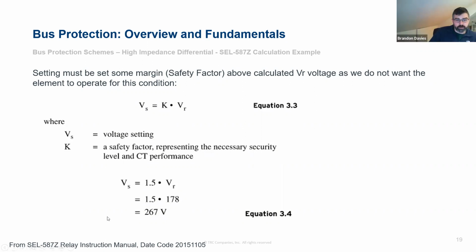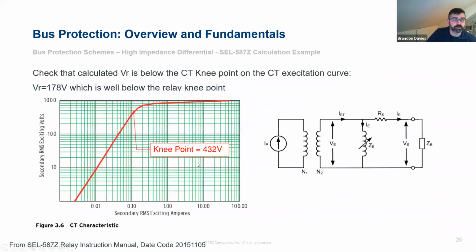So now we've got our setting here of 267 volts, and we can move on to validating that setting. So I mentioned the excitation curve of the CT and the knee point being an important quantity to look at. So I've got an equivalent circuit for the CT, and this is just a different sketch of that same circuit we had in the previous slides, where you've got your primary current, an ideal transformer, and then an ideal secondary current here.